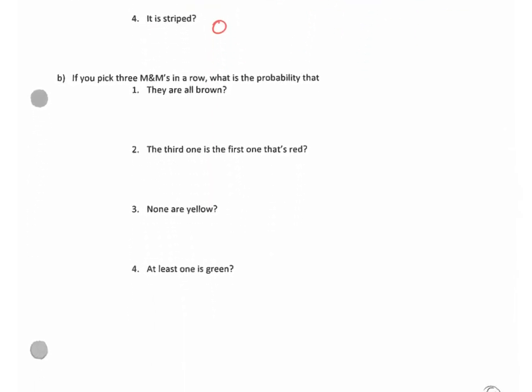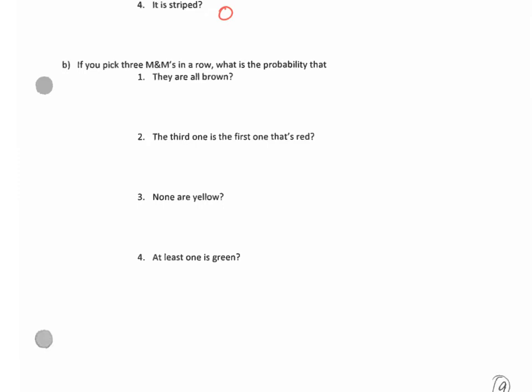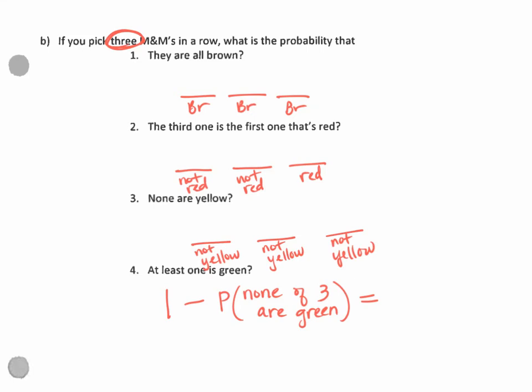Okay, so now we're going to take a few minutes. I'm going to give you about 3 minutes to do this, and let's look at how these are different. If you pick 3 M&Ms, not just one, you need the first one to be brown, and the second one to be brown, and the third one, and so on, okay? So I'm going to pause for a minute here and let you do those, and then we'll check them.